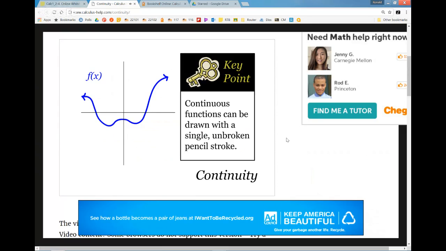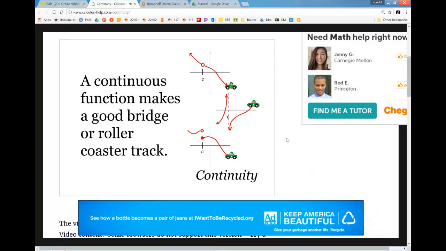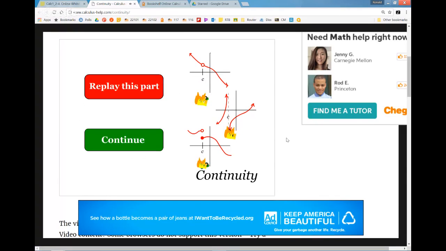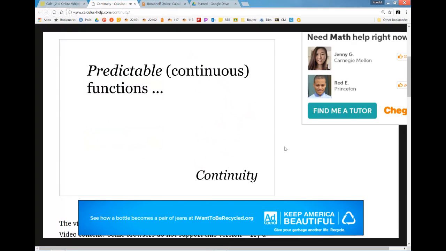Now how can you judge just by looking at the graph of a function if it's continuous or not? Well, a continuous function makes a good bridge. Now see, if I drive across the graph of f, it holds up nicely. Whereas if I try to drive across the graphs of the other functions, I might either fall through or fall off. So, continuous functions are predictable. But what does that mean? Well, it means 2 big things.